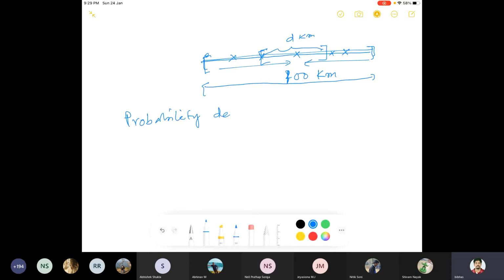Probability density function. This is what we'll define.